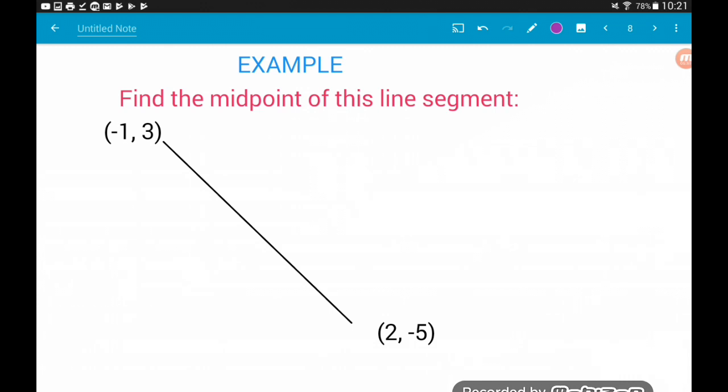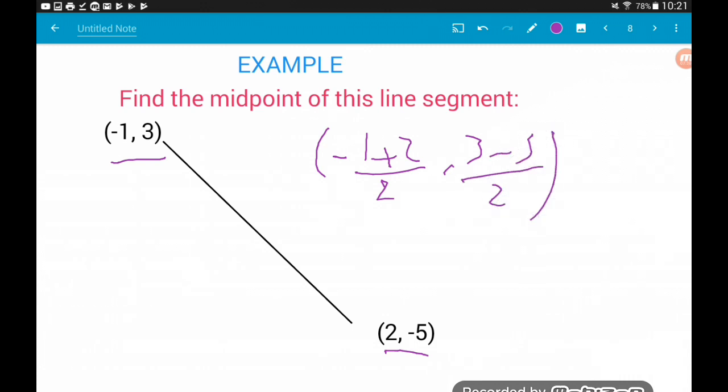Okay, find the midpoint of this line segment. So this time, let's take (-1, 3) to be our x1, y1, and (2, -5) to be our x2, y2. It doesn't matter at all which pair you choose to be x1, y1 and which pair you choose to be x2, y2. So to find the x coordinate, we're going to do (-1 + 2)/2, and then the y coordinate is going to be (3 + (-5))/2, so (3 - 5)/2.